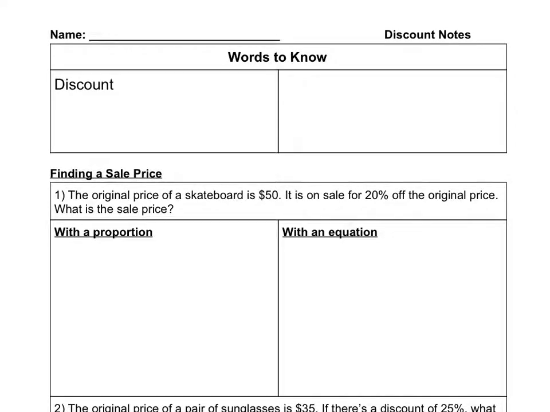Today we're going to talk about discount. So we already talked about how to do the percent equation and the percent proportion. So today we're going to do discount. So as you guys should know, a discount is a decrease in the original cost of an item.